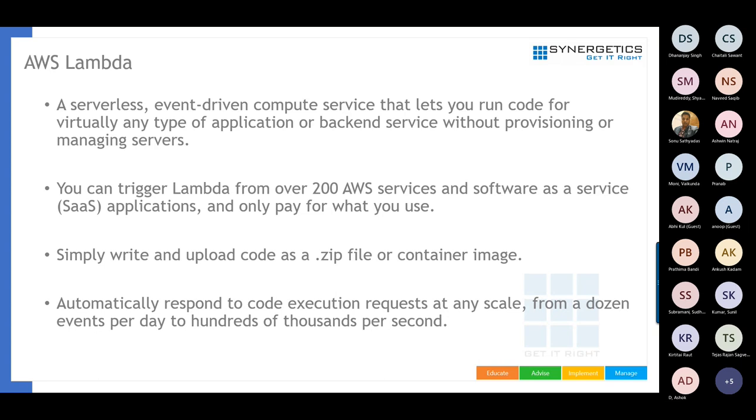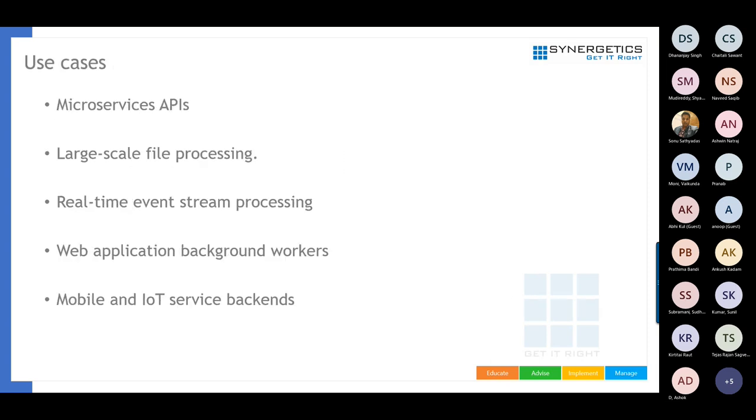It automatically responds to the code execution request at any scale, from a dozen events per day to hundreds or thousands of events per second. So you can trigger maybe some events per day to thousands or tens of thousands of events per second. That means it can scale largely to accommodate more number of requests.